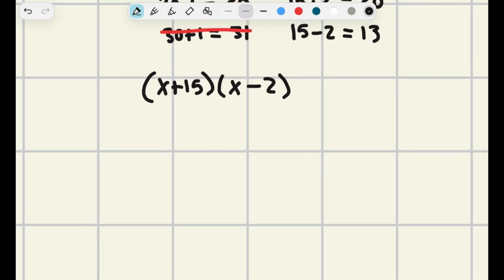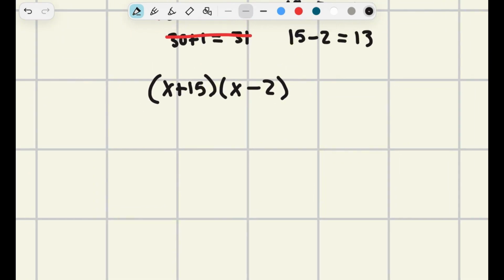So to state your answers, you would state them like this. However, be careful because the sign in the bracket is opposite to the sign of the answer. So in the bracket it's positive 15, but your answer is actually negative 15. Then the sign here in the bracket is negative, but your answer is actually positive 2.